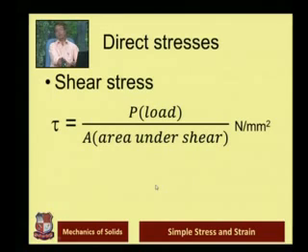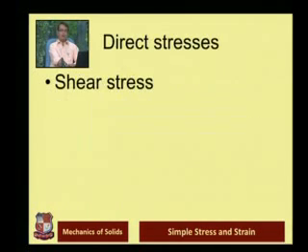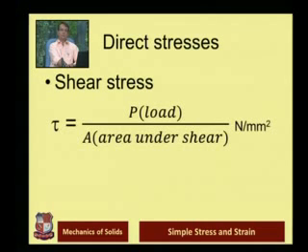So if you want to find out the shear stress, usually shear stress is denoted as tau, which is equal to P, that is load, divided by A, that is area under shear. The unit of shear stress is Newton per mm square.